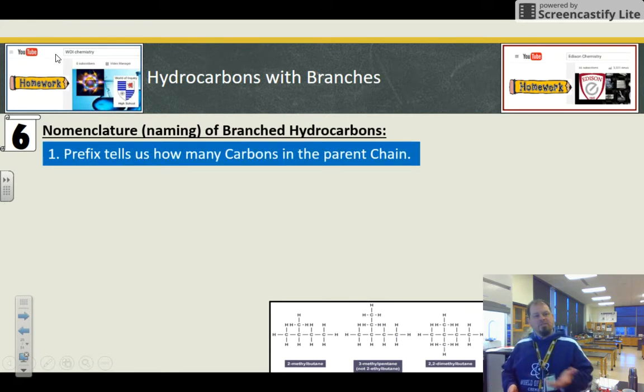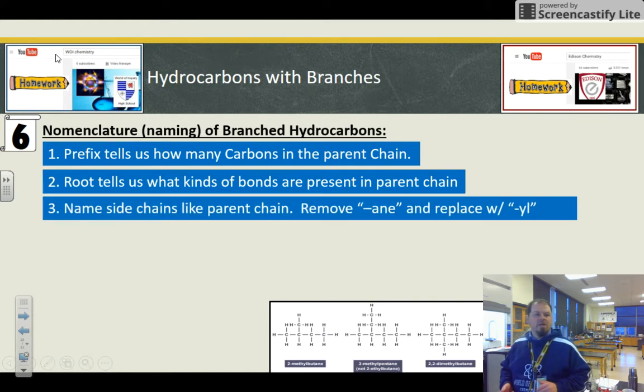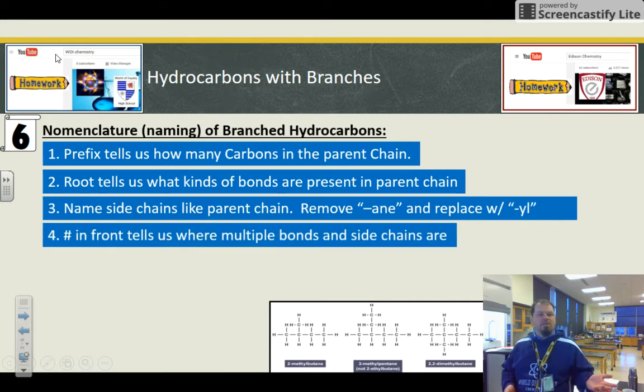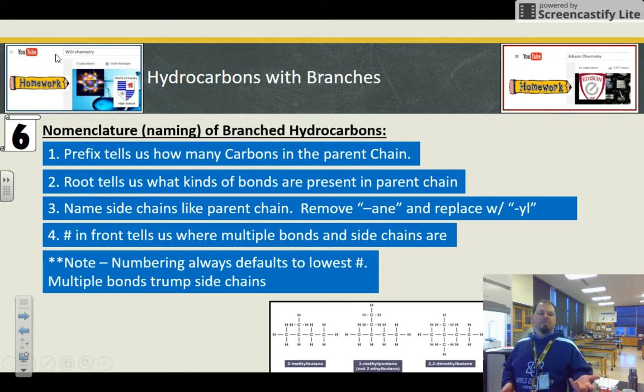Nomenclature, most of it's the same. Prefix, how many carbons. The root tells us what the bonding is. But now on the side chain, I take the methane, 1 carbon side chain, and I take the ane off and put in yl. Okay? And then the number in front tells us where the multiple bonds are or where the side chains are. Again, multiple bonds trump, always to the lowest number.